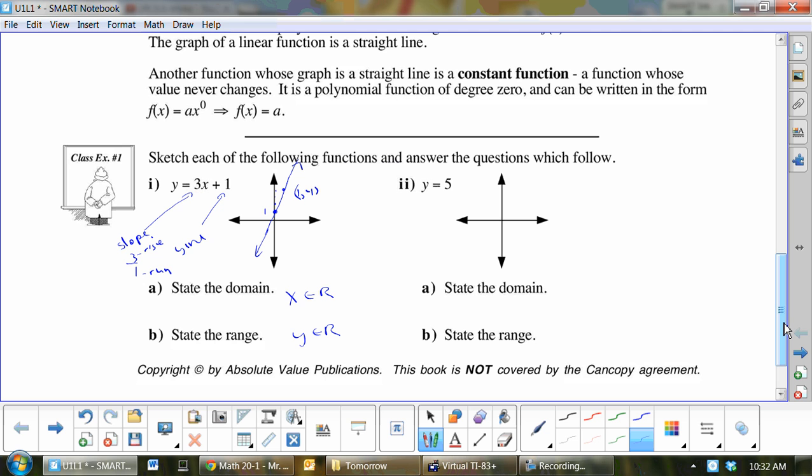Okay? Let's do y equals 5. What's the y-intercept? The y-intercept is 5, right? What's the slope? 0, right? There is no slope. Now, people always get messed up if there is no slope. Now, I just want you to, if you say we're going to hit the slopes, what does that mean?